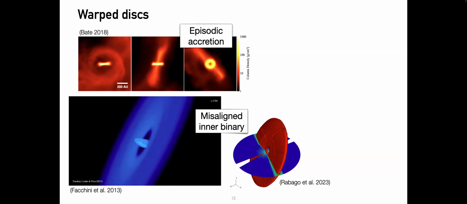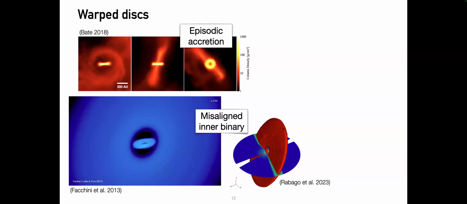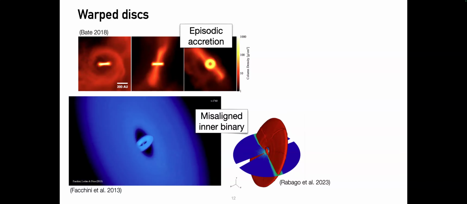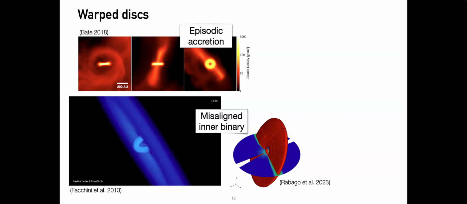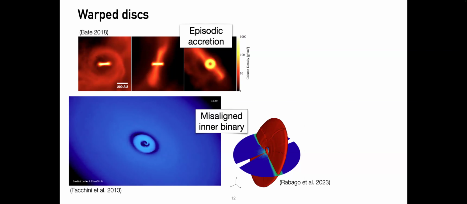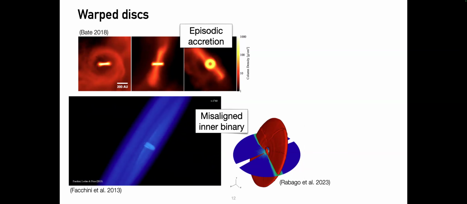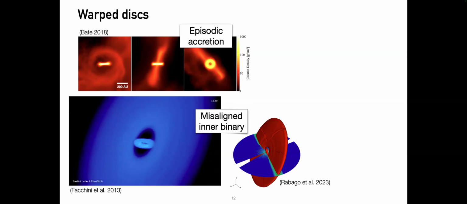In the middle of the screen, there's a simulation by Ian Rabago from 2023. Here it's confirmed using a different numerical method, using a grid code. So you can see that this outcome is robust. It's not caused by any numerics. It is just something that's happening physically in the system.